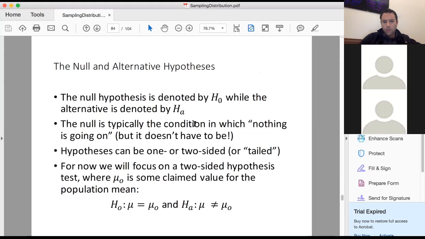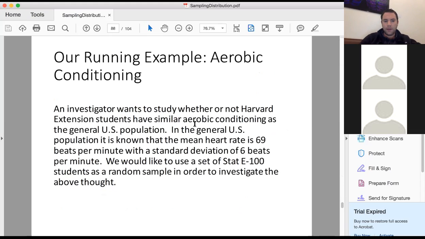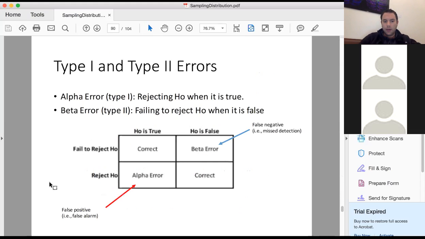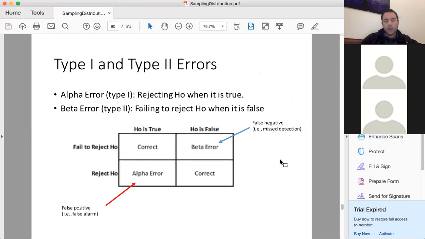we introduced the concept of alpha here. This is what the definition of alpha is. So what alpha actually represents is the probability of having a type 1 error. And a type 1 error is when you reject the null hypothesis when it's in fact true. So it's like a false alarm or a false positive. So it's what's known as a false positive error.